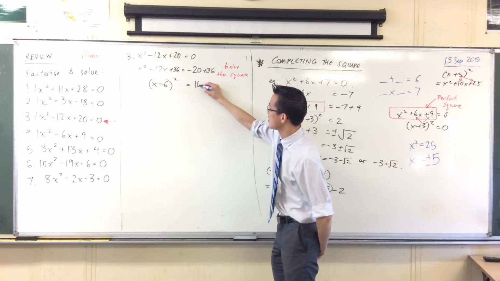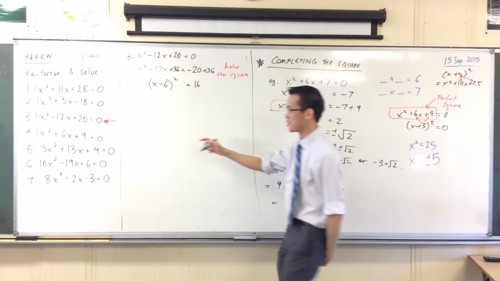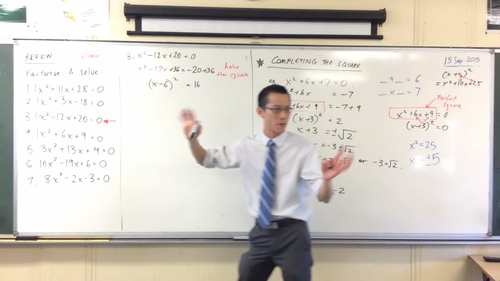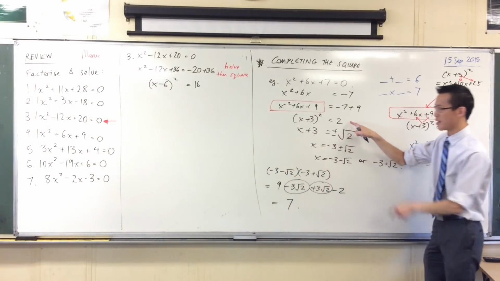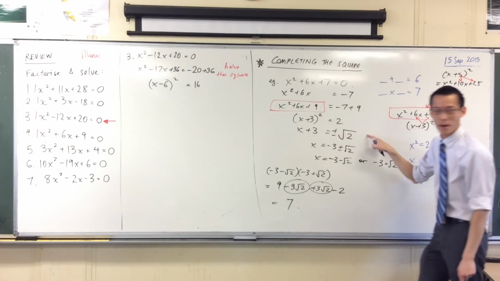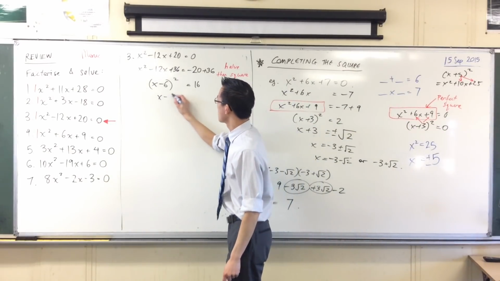16, which conveniently is a square number because these you've already worked out. There were no weird irrational surds or anything like that. What do I do from here? I'm at this point right now. I take the square root. Okay? So I've got x minus 6.